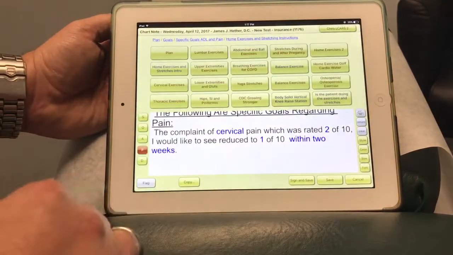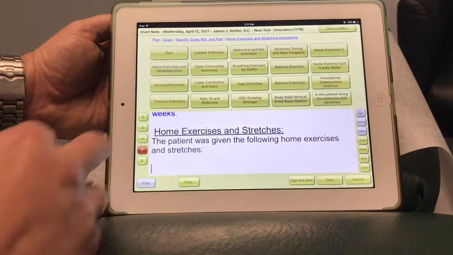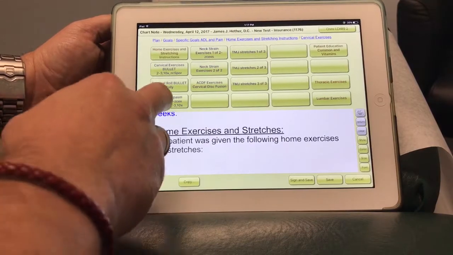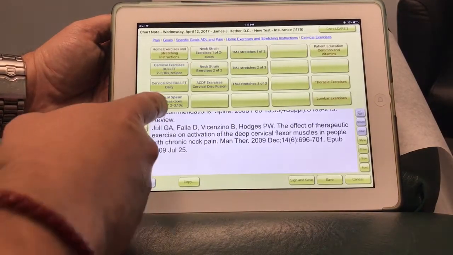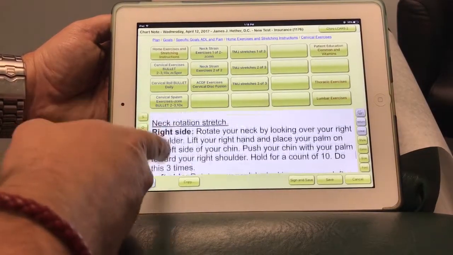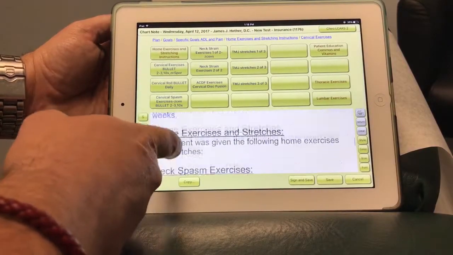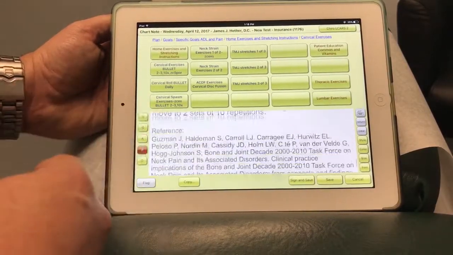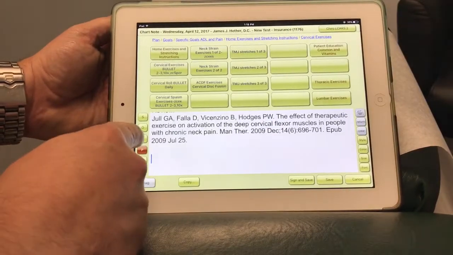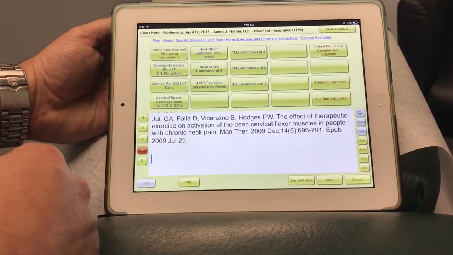Awesome. We're going to introduce some home exercises. We're going to say that we're going to give the exercises to the neck. We're going to give them neck exercises for muscle spasms, which are right here. Scaling, stretches, rotation, chin tuck. Again, all works cited and documented, and we can go from there. Basically, at this point, we're done with the examination.